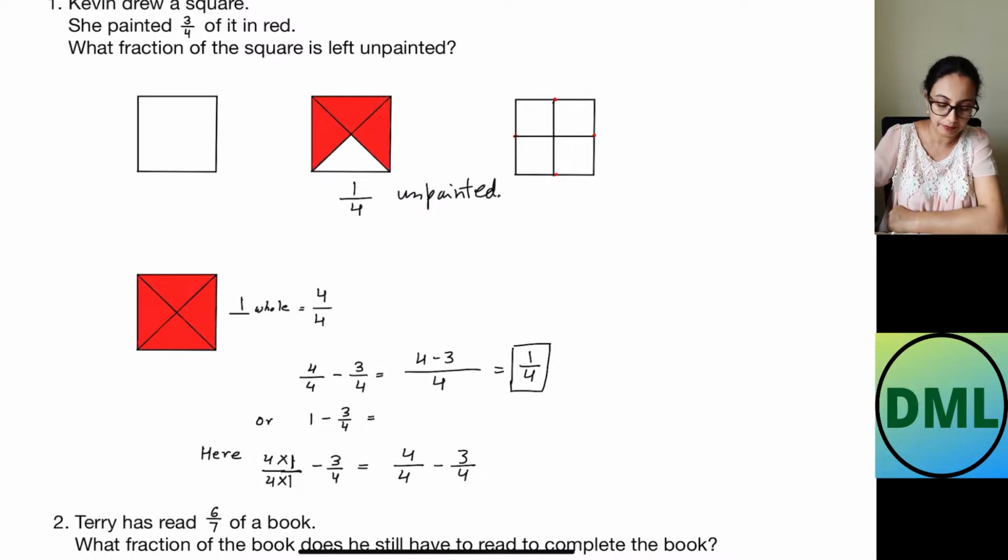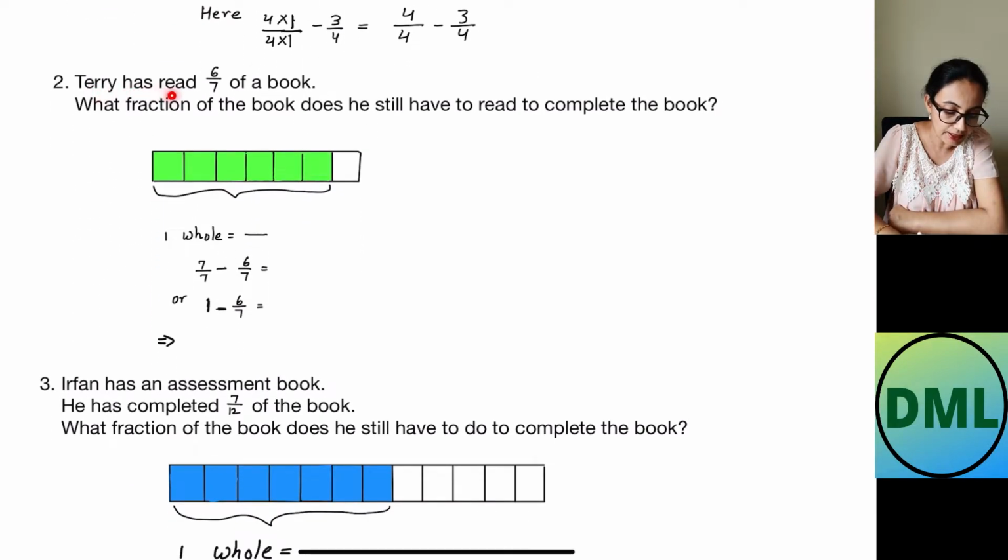Let's see one more example. Terry has read 6/7 of a book. What fraction of the book does he still have to read to complete the book? How many equal parts does the book have? The book has 7 equal parts. As you can see, I have drawn 1, 2, 3, 4, 5, 6, 7 parts for you. Out of that, he read 6/7 of the book.